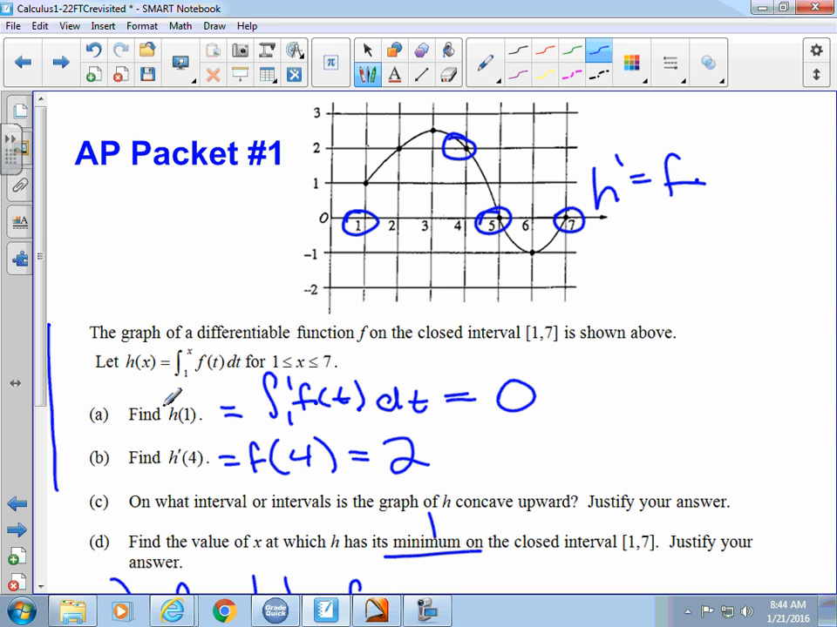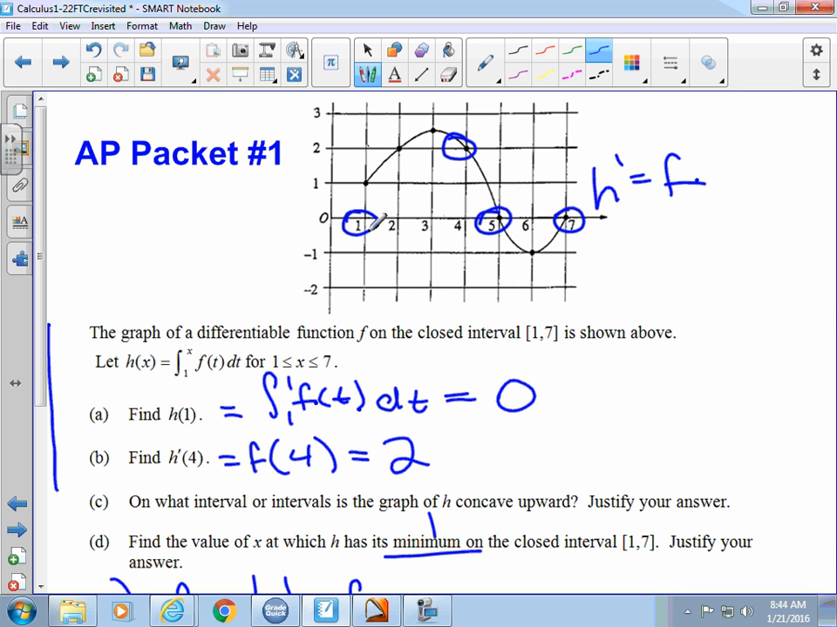Good. Remember, we're going to do a candidates test. For an absolute minimum, it could occur at a critical point or it could occur at an end point. Everyone agree with that? 5 is a relative maximum. So is it a minimum? No. Either means my minimum's at 1 or 7, done. Right? Gotta be. So from 1, my derivative is positive.